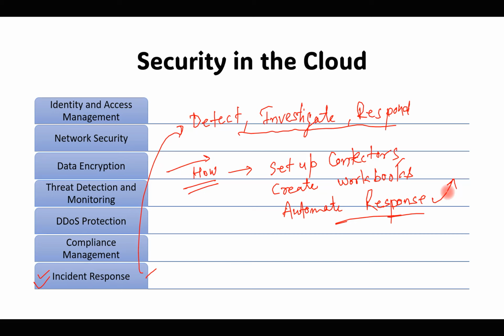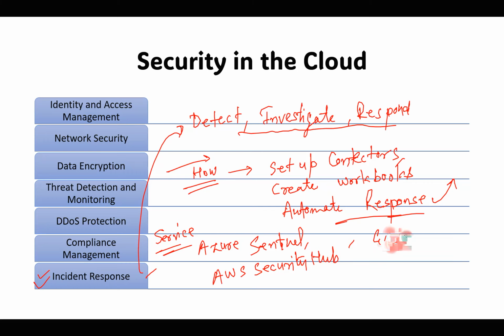So now it's time to talk about the services from different cloud providers. In Azure, we have the Azure Sentinel service. In AWS, we have the AWS Security Hub service. In Google Cloud, we have the Google Cloud Security Command Center service. This service is also known for threat detection and monitoring, so for both purposes we can use Google Cloud Security Command Center. For Oracle, we have the OCI Security Advisor service.